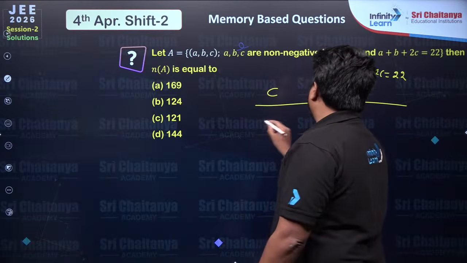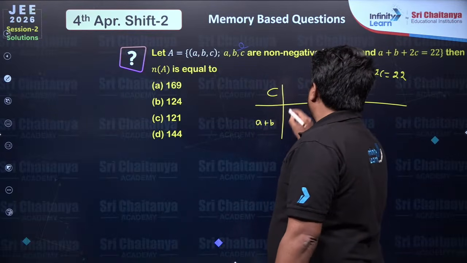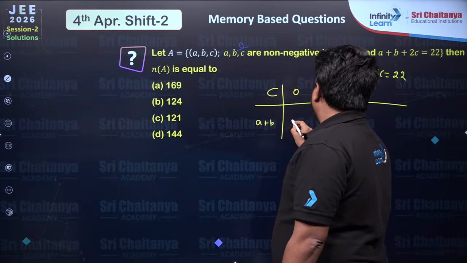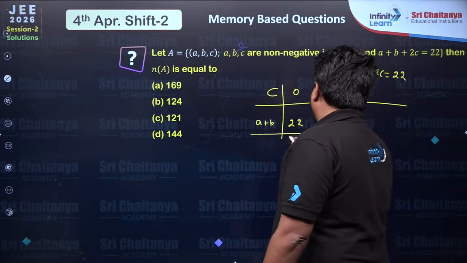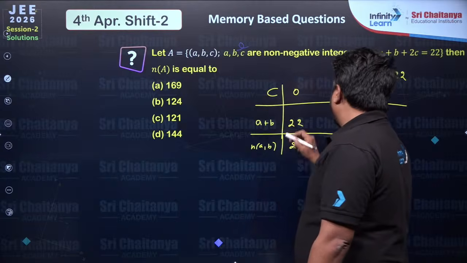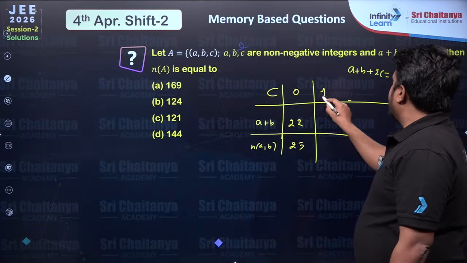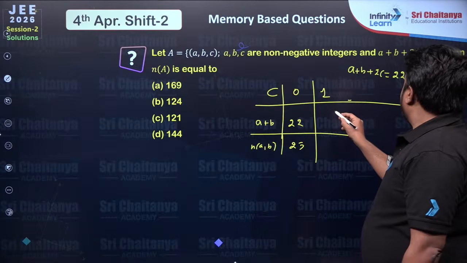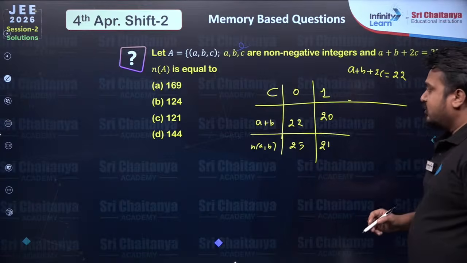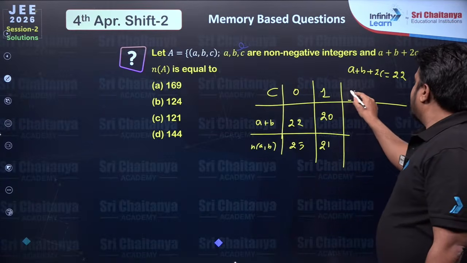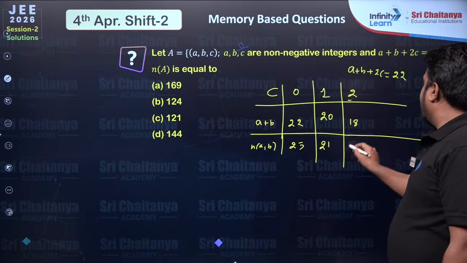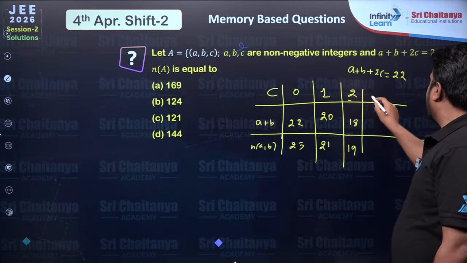C and A plus B. So if we have C equal to, let's say, 0, we are getting A plus B as 22, and then such pairs we can have 23, right? If I use C equal to 1, then A plus B will be 20, and then we can have 21 such pairs. If C is equal to 2, this will mean that A plus B is equal to 18, and we can have 19 such pairs.